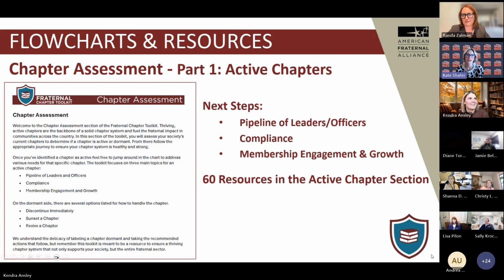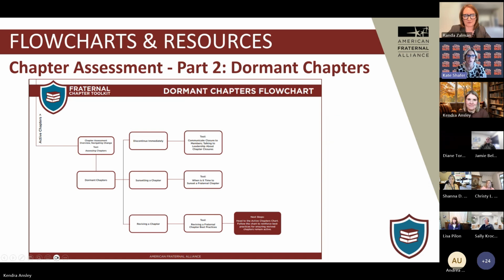Awesome. And on the reverse of the active side, we have the dormant flow chart. And this will give you 3 options to work through. And again, that assessment will help you determine what chapters are dormant. And we know that this is a delicate and sensitive topic. And we tried to bake that into the assessment, but we also know that sometimes you just need someone to say, okay, these chapters, there needs to be a different process and action taken for them. So within the dormant side, you have 3 areas to choose from.